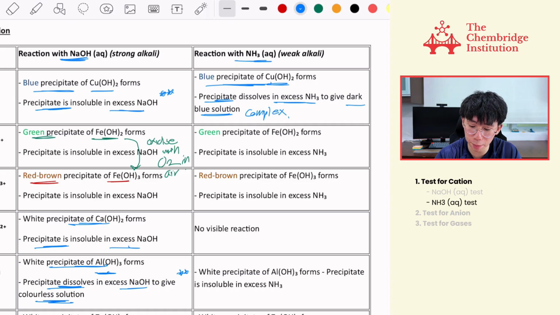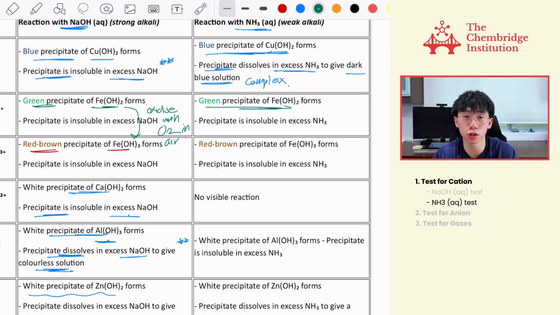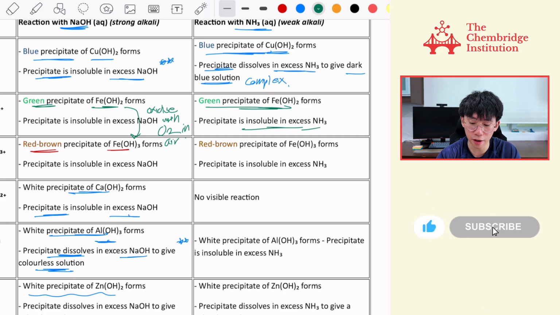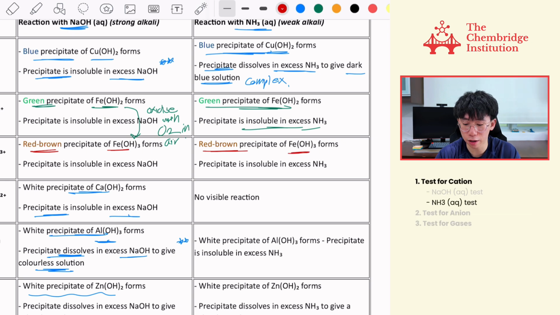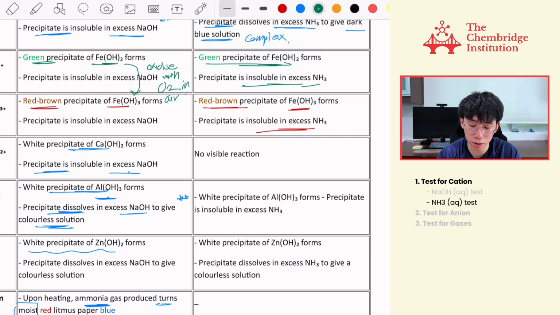Then your green PPT of iron 2 hydroxide is formed when you add ammonia to iron 2 plus. So same thing, it's still insoluble in excess ammonia. Fe3 plus is still red brown PPT of FeOH3, and still insoluble in excess NH3. Your calcium 2 plus on the other hand has no reaction.